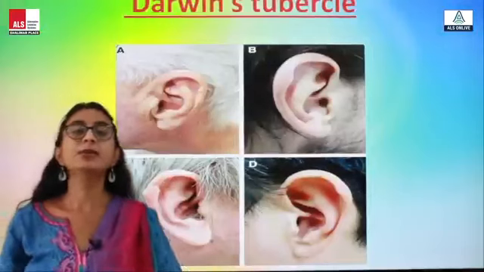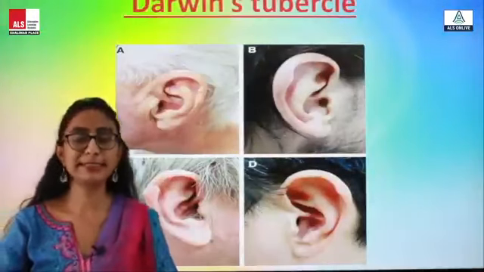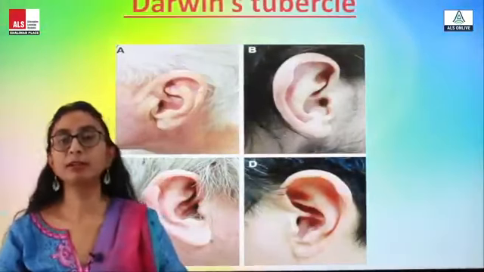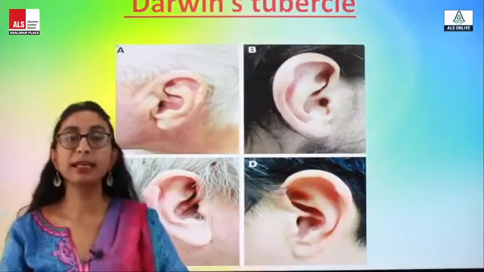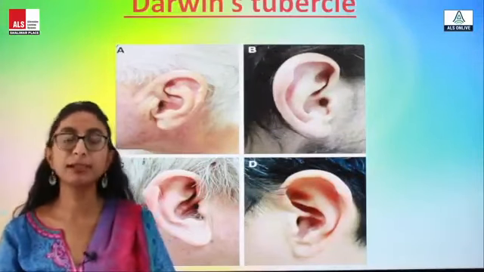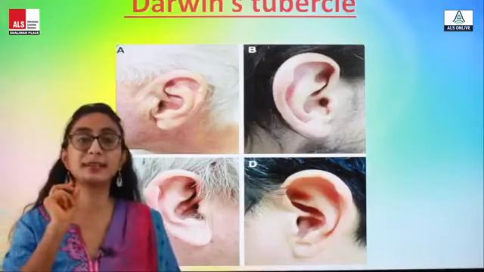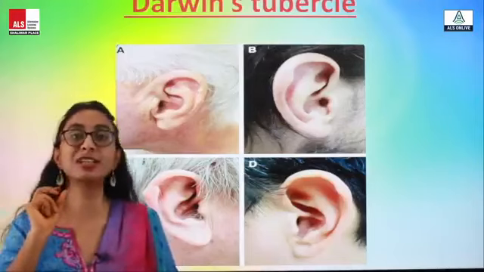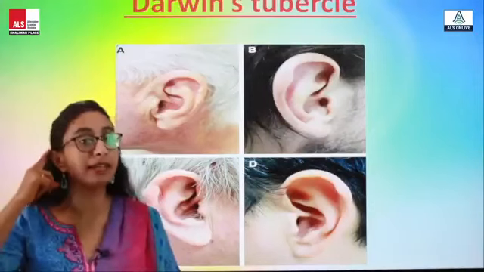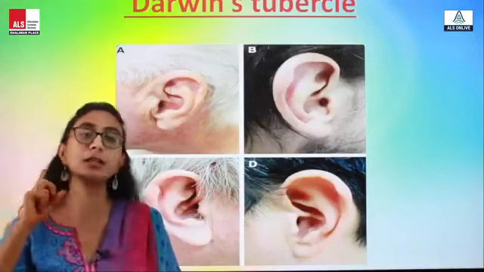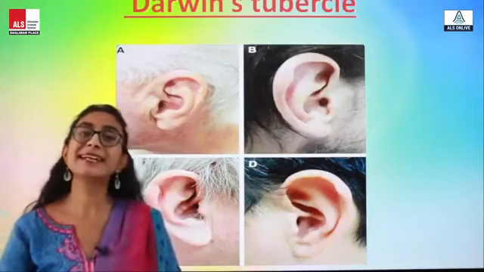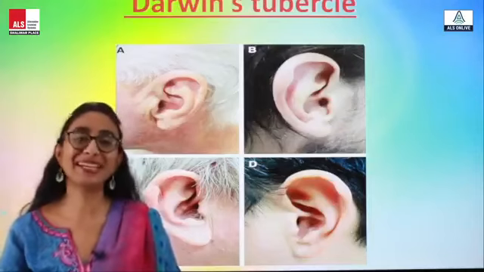So I told you about Darwin's tubercle, isn't it? If your father or your mother has Darwin's tubercle, say your father has it and that gene is passed on to you, that single gene is sufficient. That single gene is responsible for producing the character or the trait of Darwin's tubercle in you. This is called single factor or monogenic inheritance.